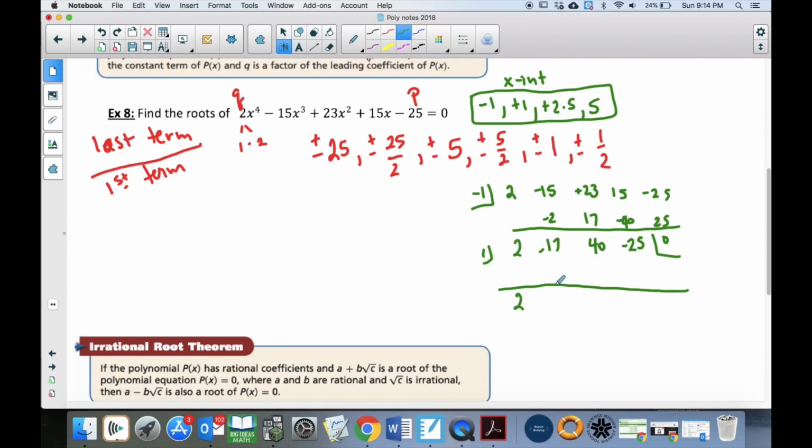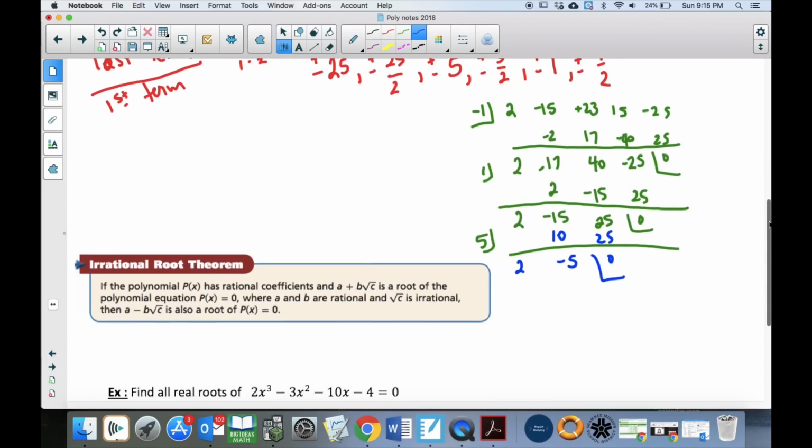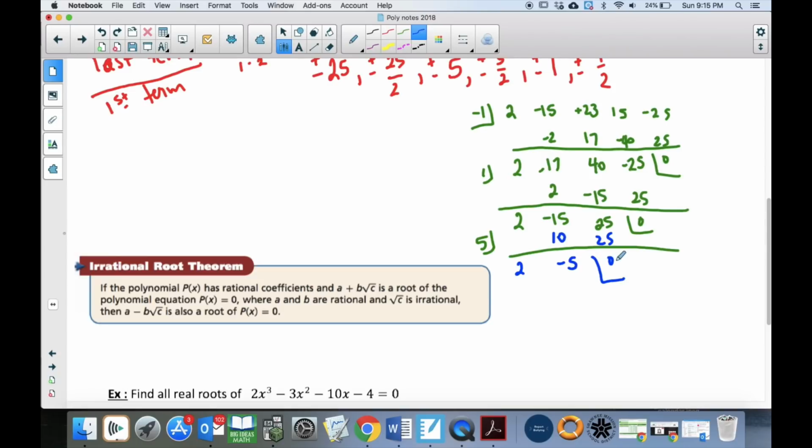So I'm going to bring down my 2, and I'm going to do my synthetic division. And sure enough, 1 does go in, 0 remainder. So I'm going to go to the next one, 2.5. Actually, you know what? I'm just going to do 5 because it's a whole number. It's just going to be a little bit easier. So I'm going to do 5 at this point. All right, I went ahead and changed colors because it was getting scrunched in there. So yes, 5 does go in. So I came out with a remainder of 0, so that's right.